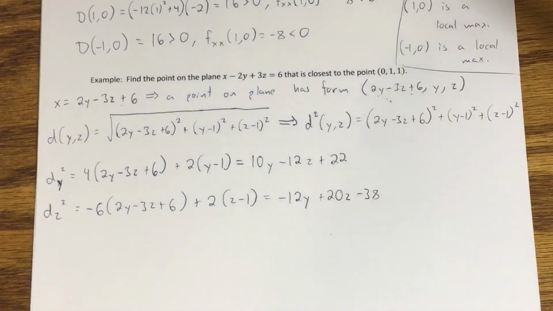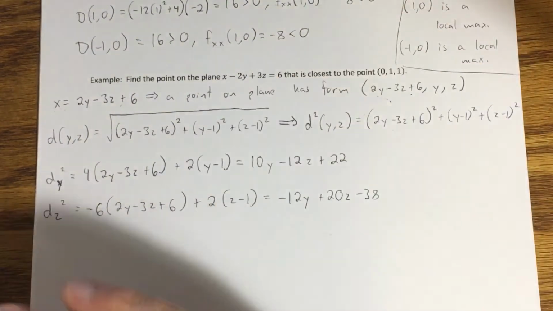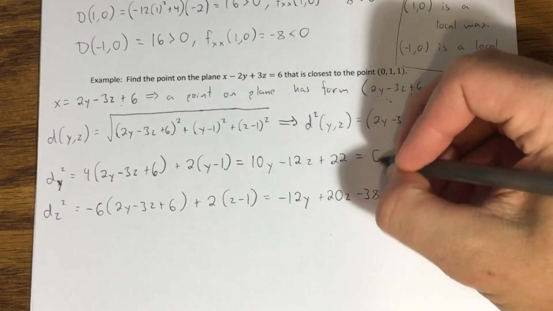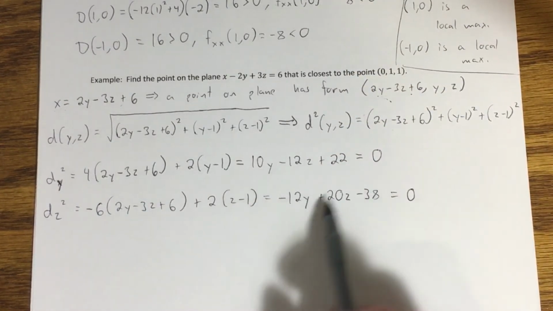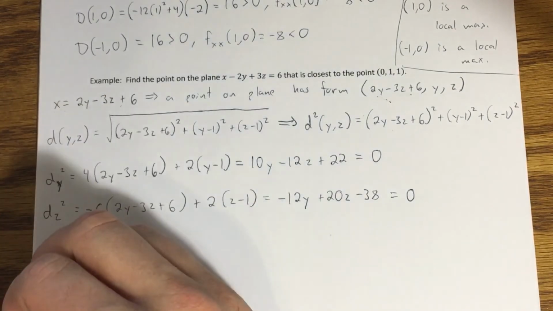Now, what's the point of finding these partial derivatives? Well, the goal is to find critical numbers, so we set each of those equal to 0. Now, if you notice, together these two things create a system of equations.